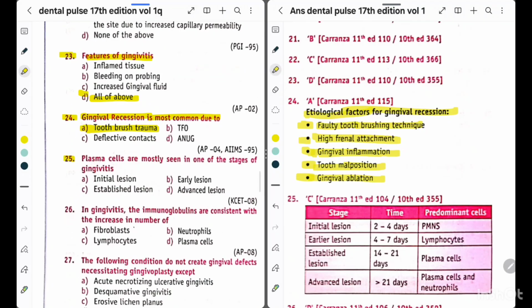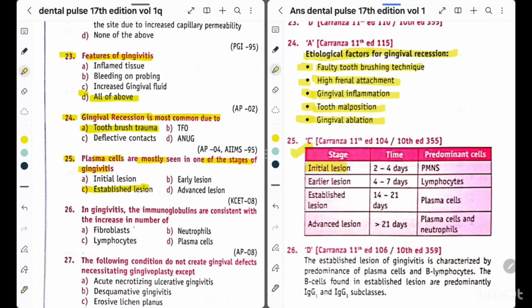Now question 25. Plasma cells are most commonly seen in one of the stages of gingivitis. So we have studied about it. The answer is option C, established lesion. In the initial lesion, it occurs in 2 to 4 days and the predominant cells are PMNs.